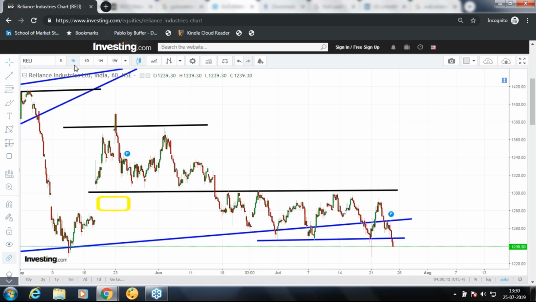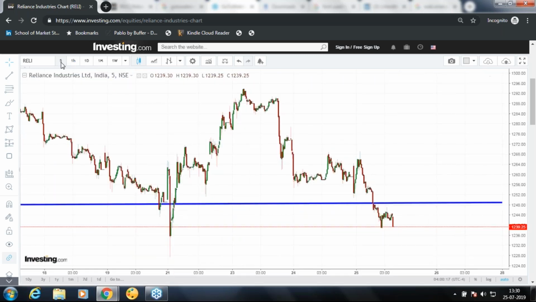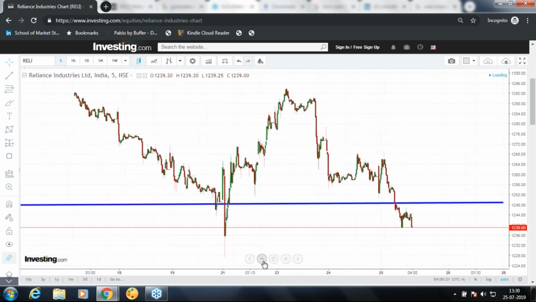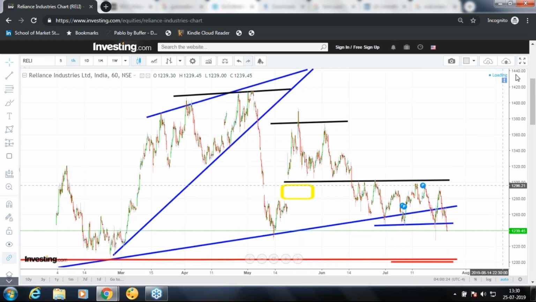We've seen the hourly charts. Now let's go to an even finer timeline, which is a 5-minute chart, and see what is happening. But before that, let's go back to the hourly charts and just see what the indicators are suggesting.